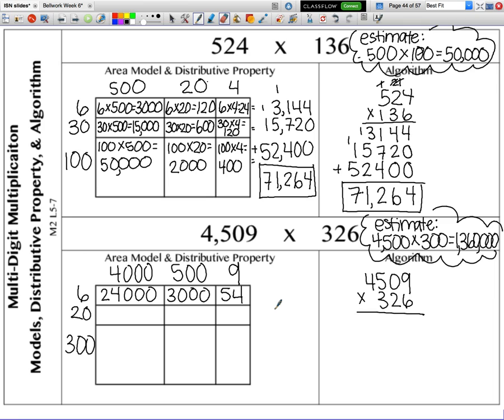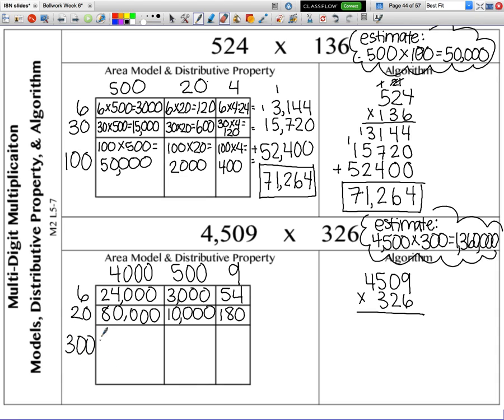Now on to our second row here. 20 times 4,000. 2 times 4 is 8, and I add 1, 2, 3, 4 zeros. So it's 80,000. And down here I have 20 times 500. So I know 5 times 2 is 10. Now I need to add 3 more zeros. And last over here I have 20 times 9, which I know is 180.